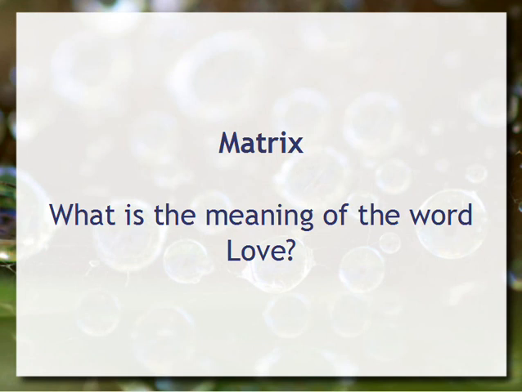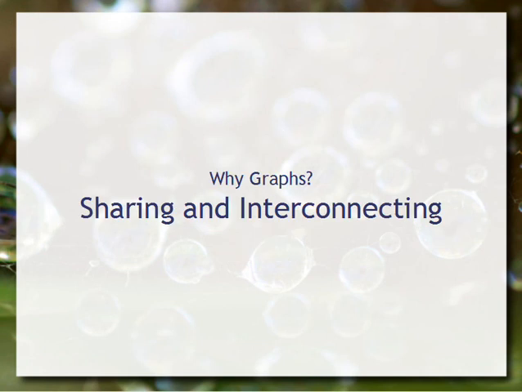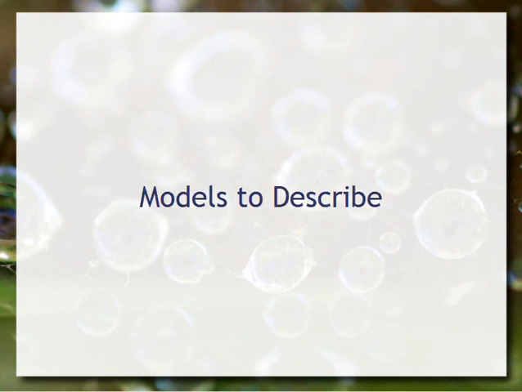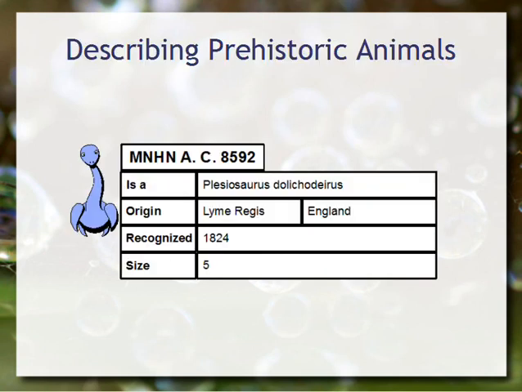So it's like that. So it's like we produce meaning based on correlation and statistics. This is something interesting. But why graphs? Another motive is sharing and interconnecting. Okay, so let's consider the models we use to describe things. So for example, I have some dinosaurs here, a plesiosaurus, for example. This is for the museum here, okay? So that's the number here, you see, and then the species, origin, and so on and so forth.